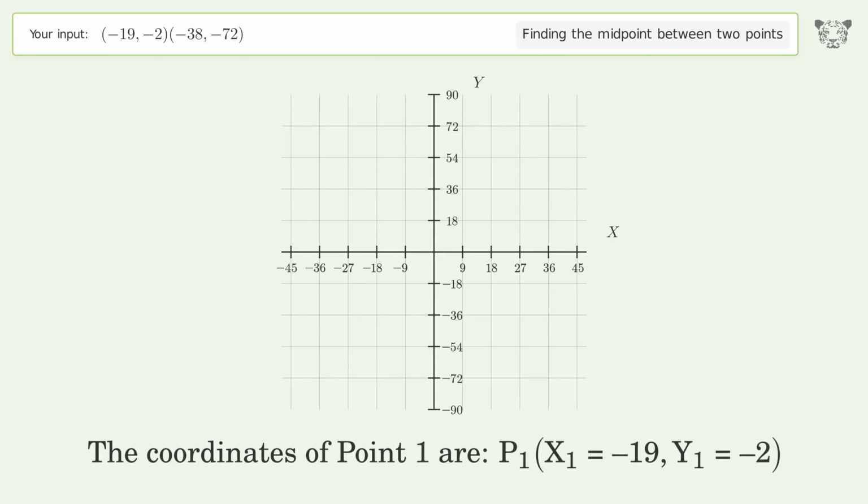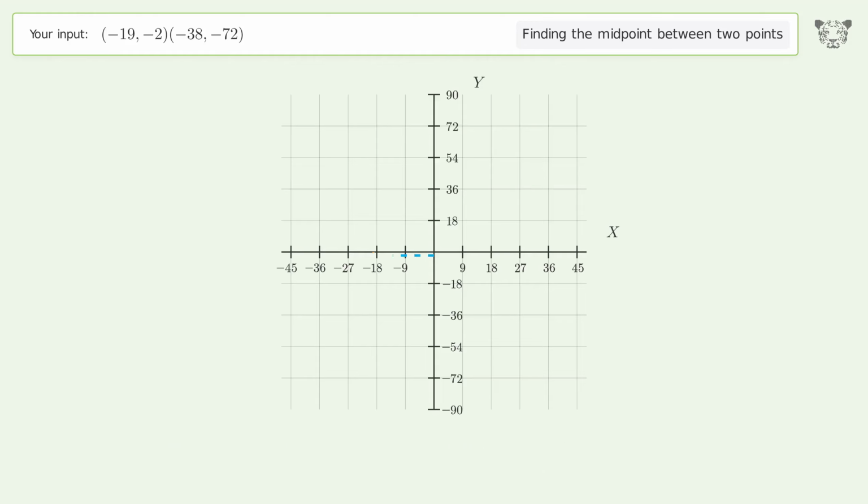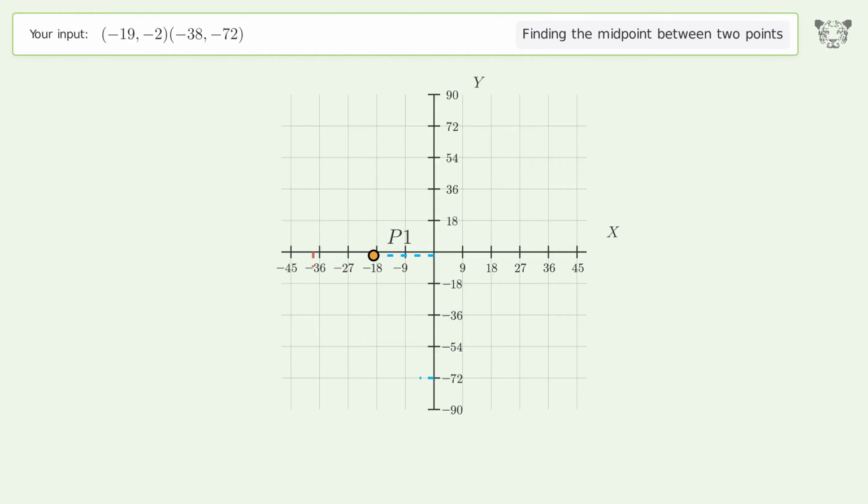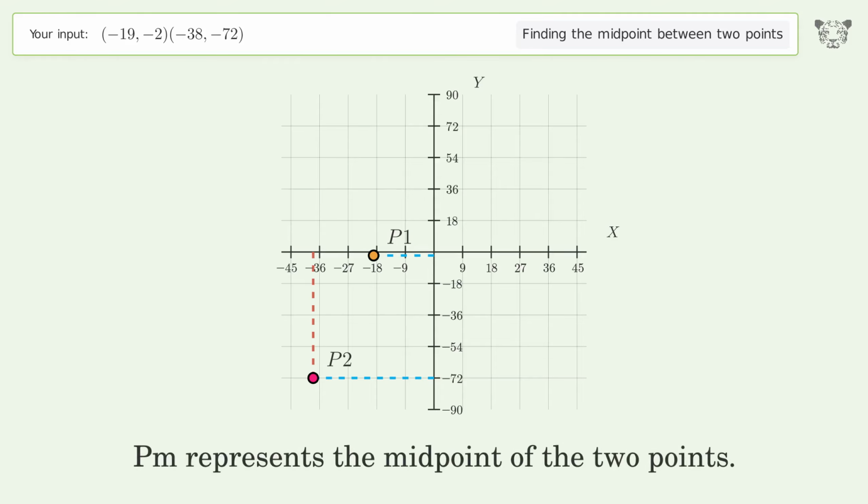The coordinates of point 1 are, x1 equals -19, y1 equals -2. The coordinates of point 2 are, x2 equals -38, y2 equals -72. PM represents the midpoint of the 2 points.